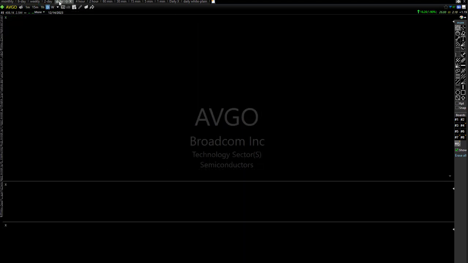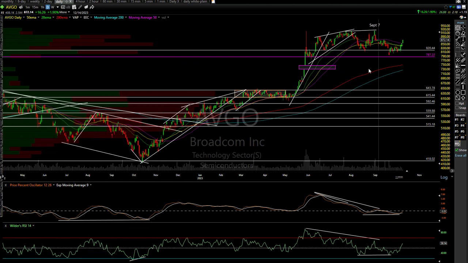Broadcom, AVGO. Let's just look at the daily chart. Not really much to say on this chart. I don't have a strong opinion other than it's still above my purple level. These are the key levels here, 787. And it's just in a multi-month trading range. This stock's gone nowhere, like a lot of the market leaders, for months now.